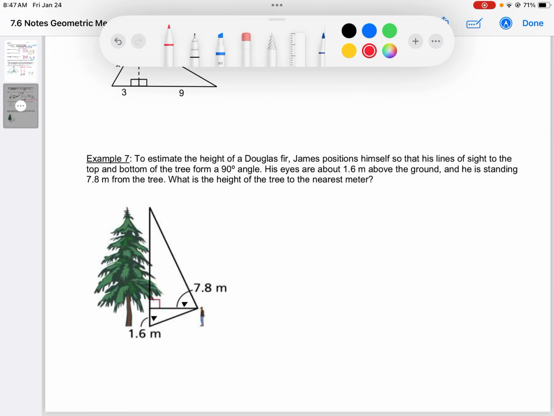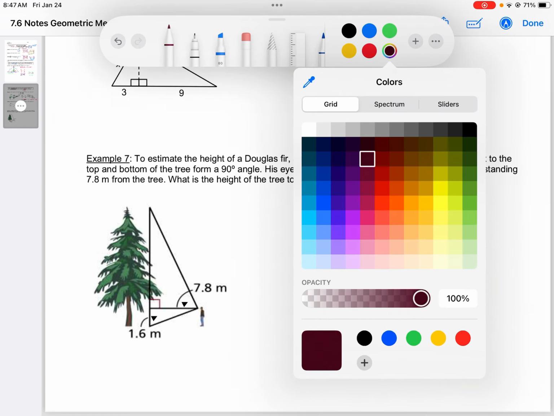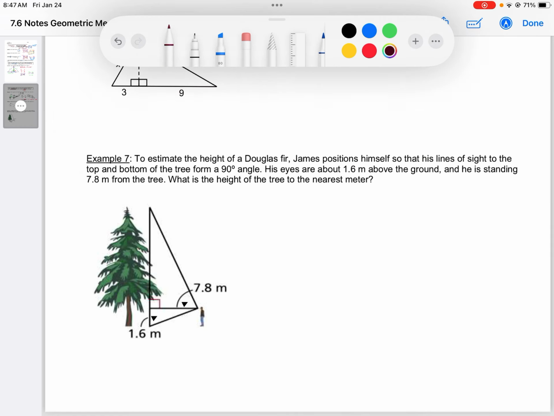All right, I'm going to work one more with you, and then I'm going to try to wrap this up. Hopefully it's not too long when I hit stop. All right, so the last one we're going to look at here is going to be number 7.